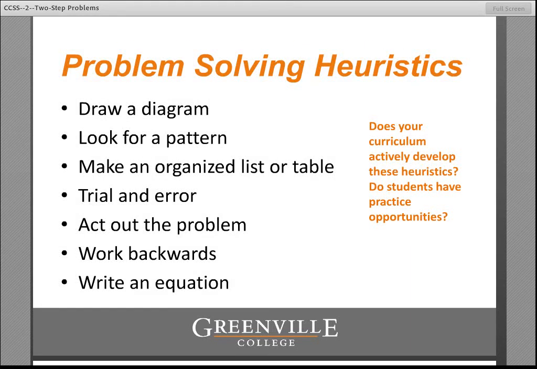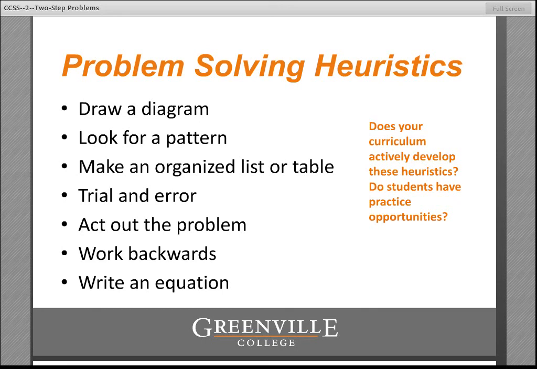The list includes draw a diagram, look for a pattern. The draw diagram we've done already. Make an organized list or a table. Acting out the problem is usually one that feels fairly intuitive to students if they think they're allowed to try that. And write an equation. So think about each of these. These are all things I would expect could be useful to second graders.